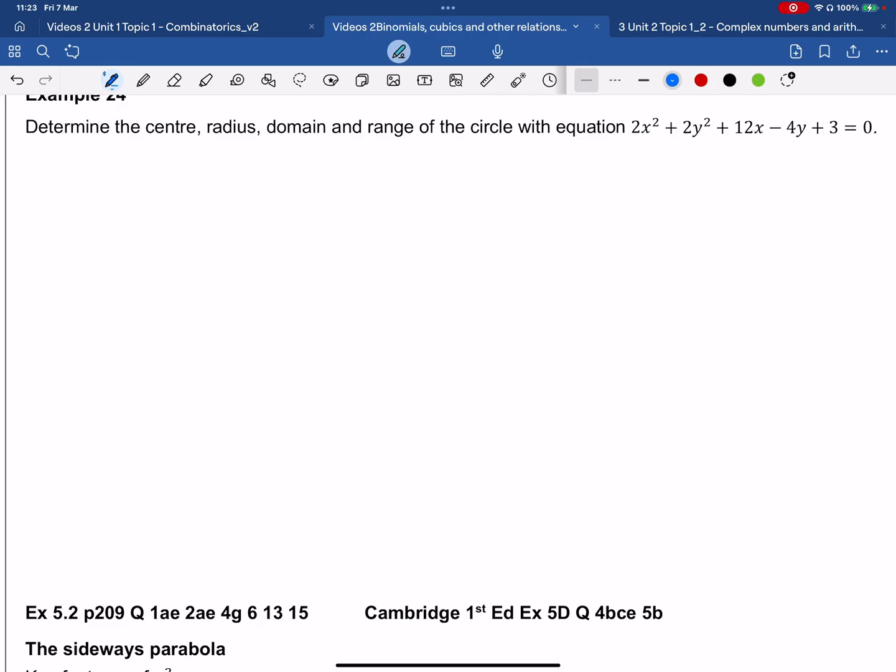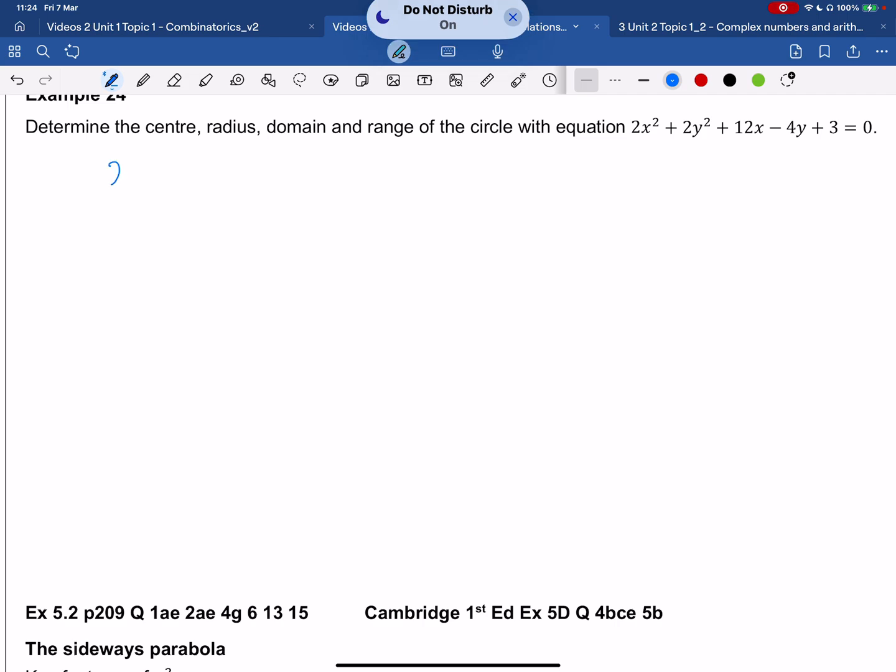So don't get a big fright when you see an equation that looks like this one: 2x squared plus 2y squared plus 12x minus 4y plus 3 equals 0. We might not tell you it's a circle, but the fact that there's an x squared and a y squared means you're going to have a circle. And in order to get it into the correct form, we're going to need to complete the square twice.